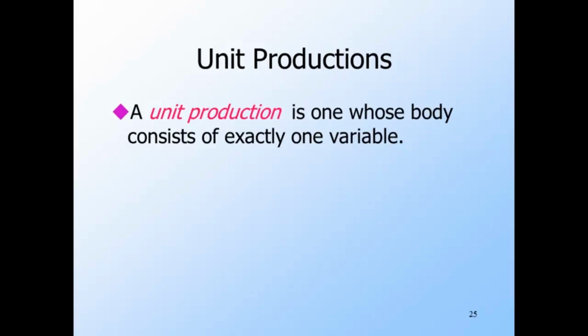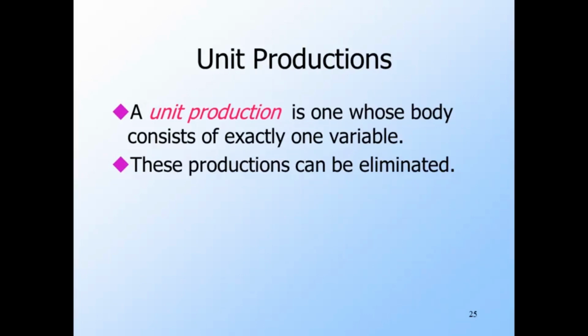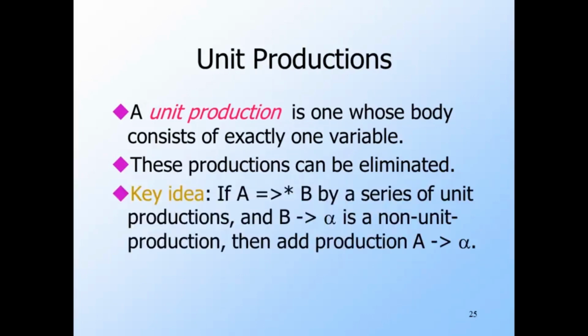A unit production is one whose body is a single variable. We can eliminate all such productions. The idea is to discover, using a discovery-type algorithm, all pairs of variables A, B, such that A derives B by a sequence of unit productions.